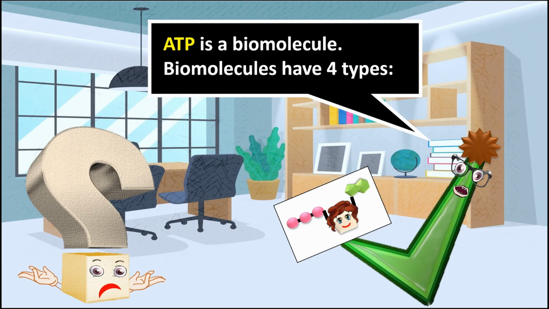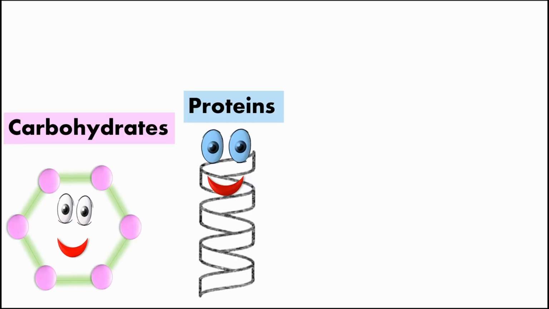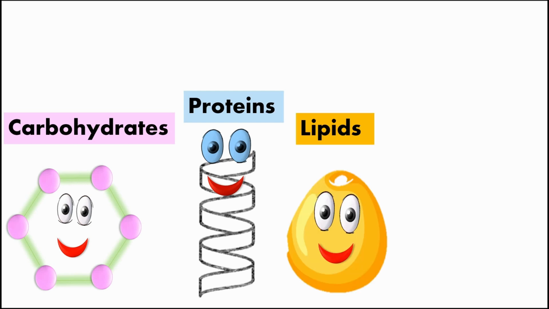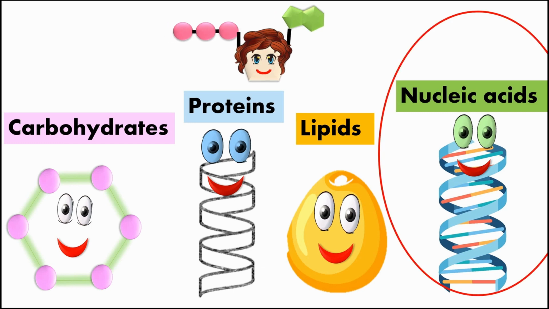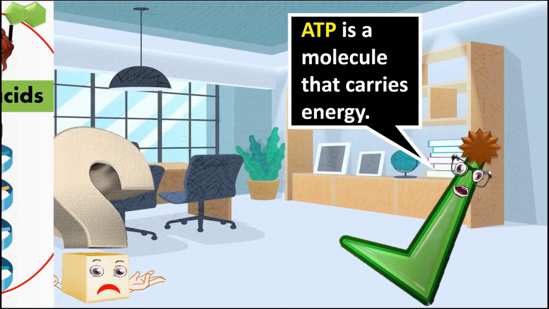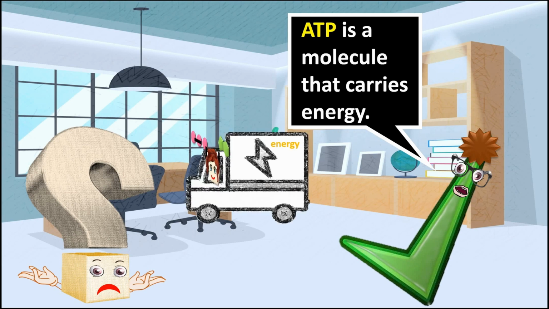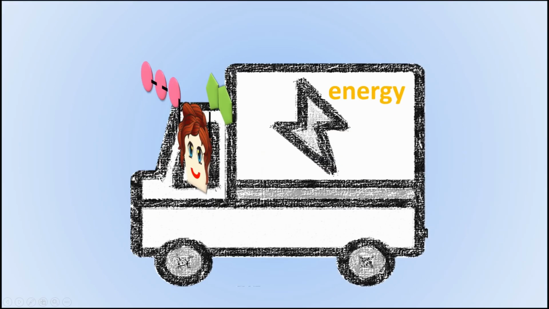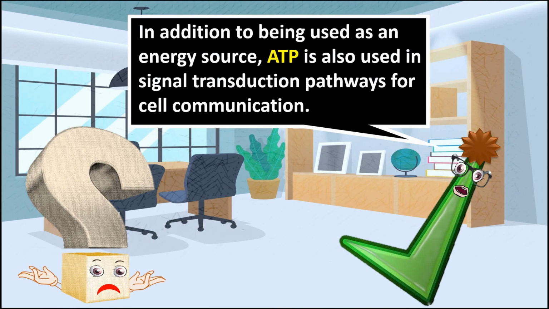ATP is a biomolecule. Biomolecules have four types: carbohydrates, proteins, lipids, and nucleic acids. ATP is one of the nucleic acids. ATP is a molecule that carries energy. In addition to being used as an energy source, ATP is also used in signal transduction pathways for cell communication.